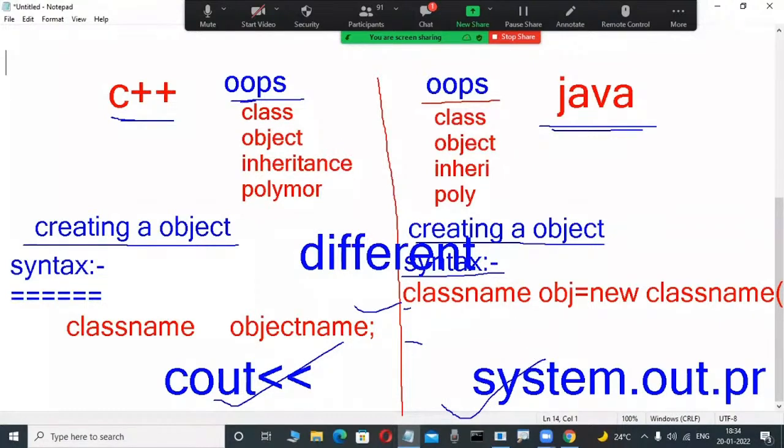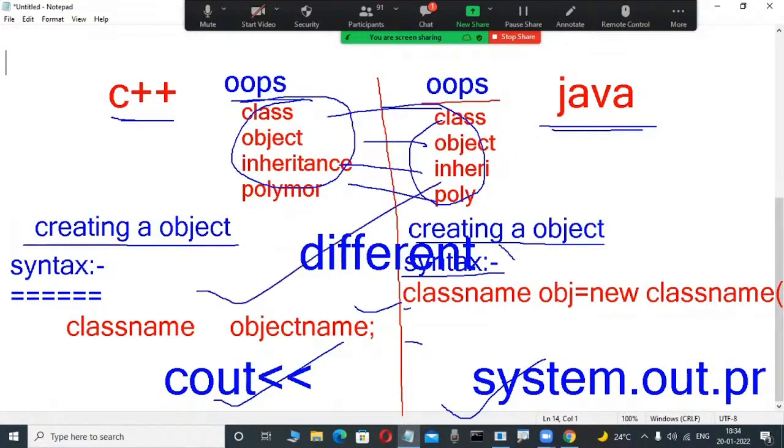But conceptually, some OOP concepts are the same or not? Same. OOP concepts are the same. What is a class? What is an object? What is inheritance? What is polymorphism? Same. But syntactically totally different. Why? Because those are two different languages.